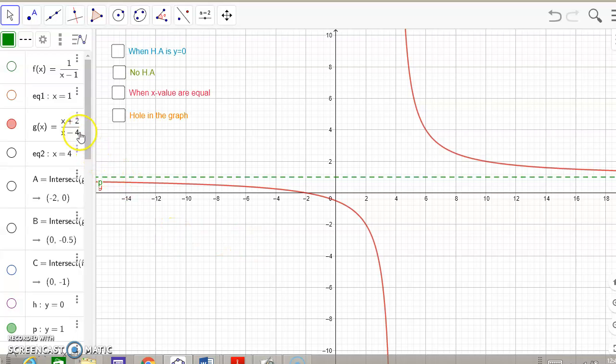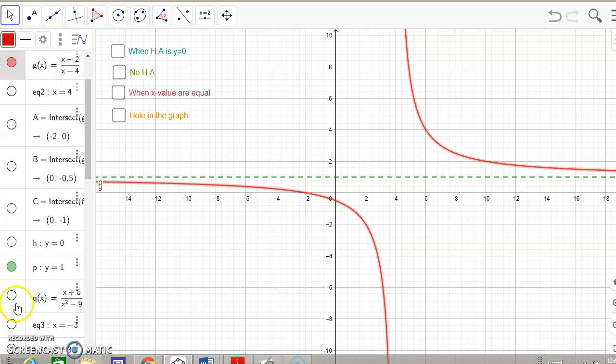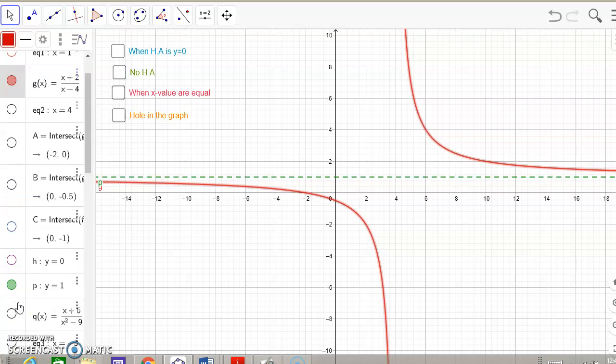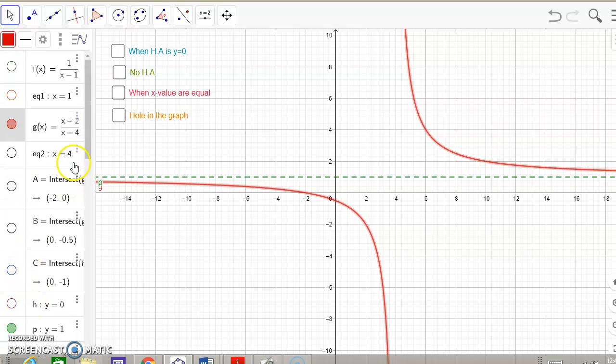Then, of course, for our vertical asymptote, we would set the denominator equal to 0, and our vertical asymptote would be 4. Let me cut that on for you. And there you have it.